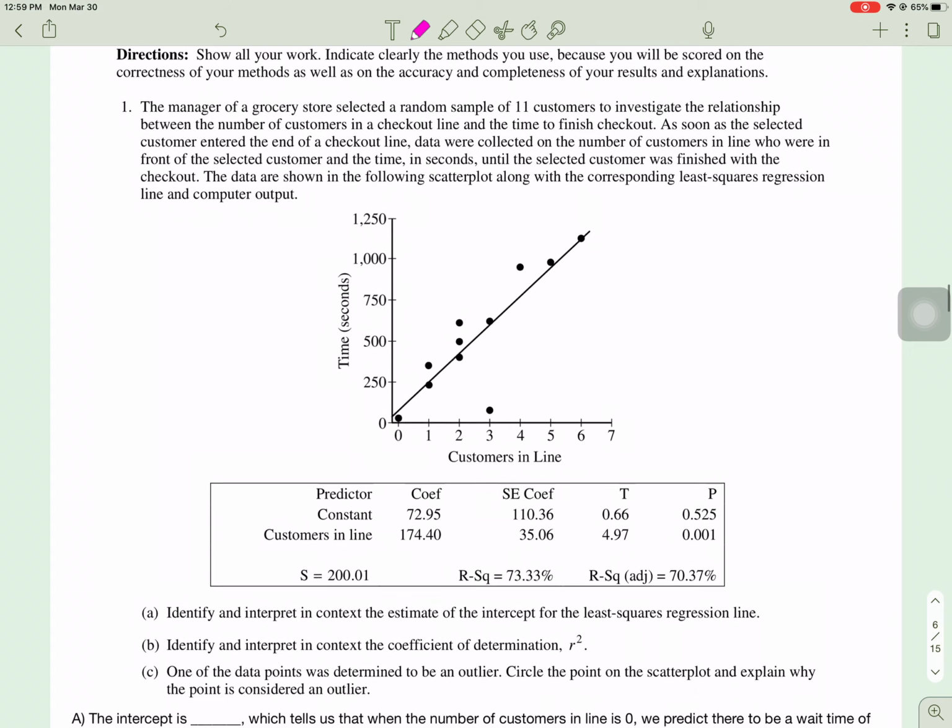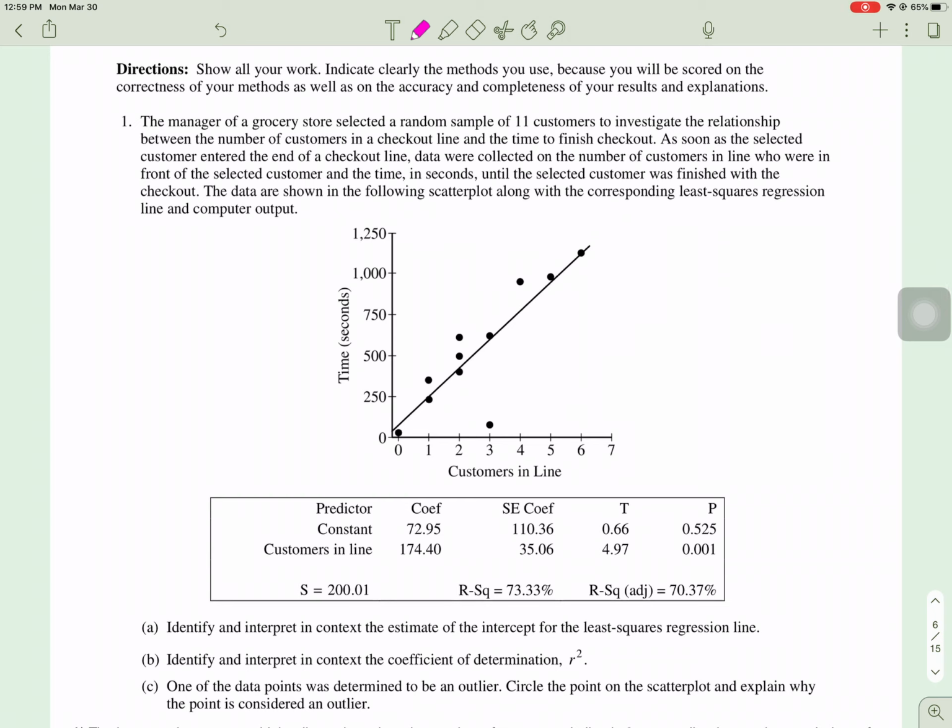The first question is about the manager at the grocery store who took a sample of 11 customers and tried to see when there are more people online, does it take longer for them to get through checkout, trying to see if there's a nice linear relationship. As you can see from the graph, there kind of is. We could see that as the number of customers goes up, the amount of time they wait in line goes up. Okay, great.